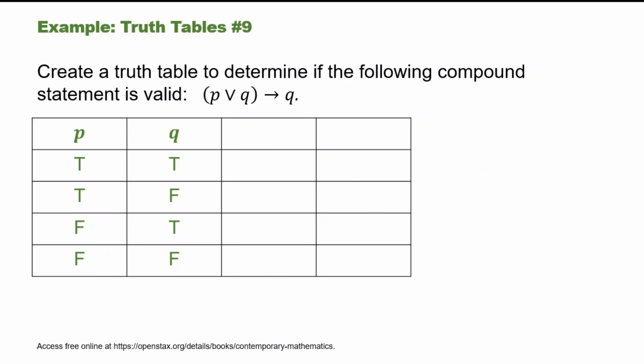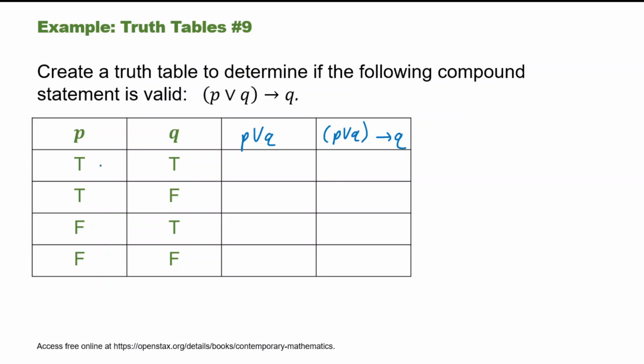Example, truth tables number 9. Create a truth table to determine if the following compound statement is valid. Parentheses, P or Q, close parentheses, implies Q. So once again, we have the two columns labeled P and Q given to us as true, true, true, false, false, true, false, false. Now the column headers that build to our completed statement will be P or Q in the third column, and in the fourth column, the entire statement, parentheses, P or Q, close parentheses, implies Q.